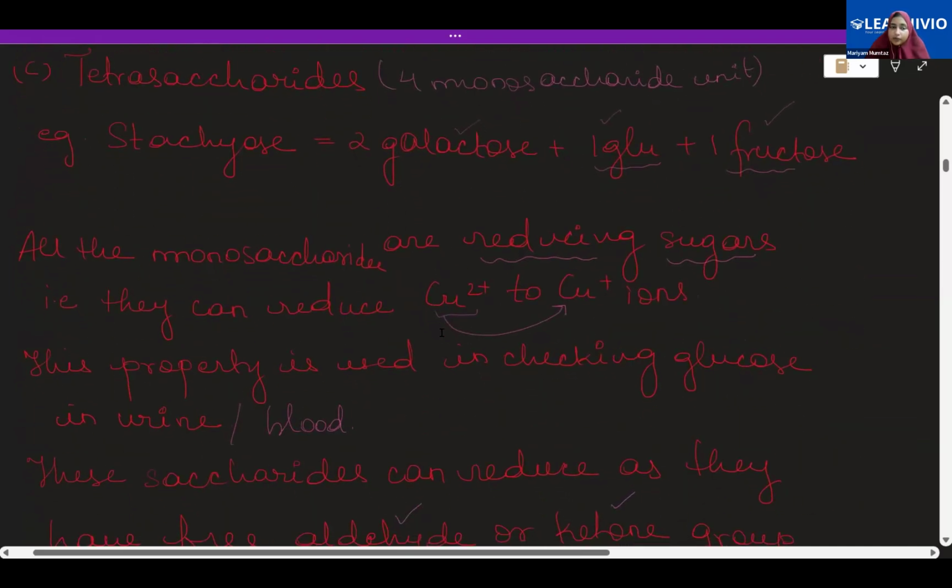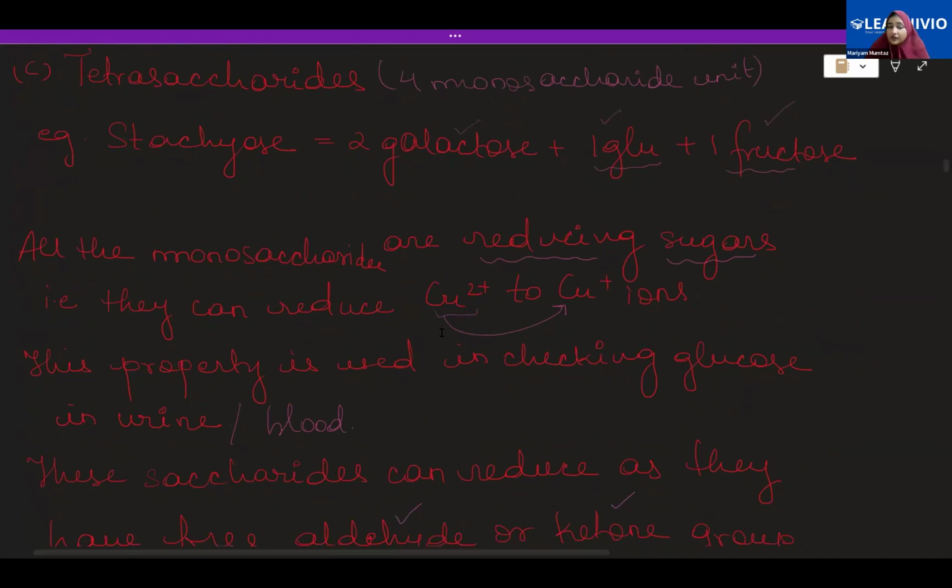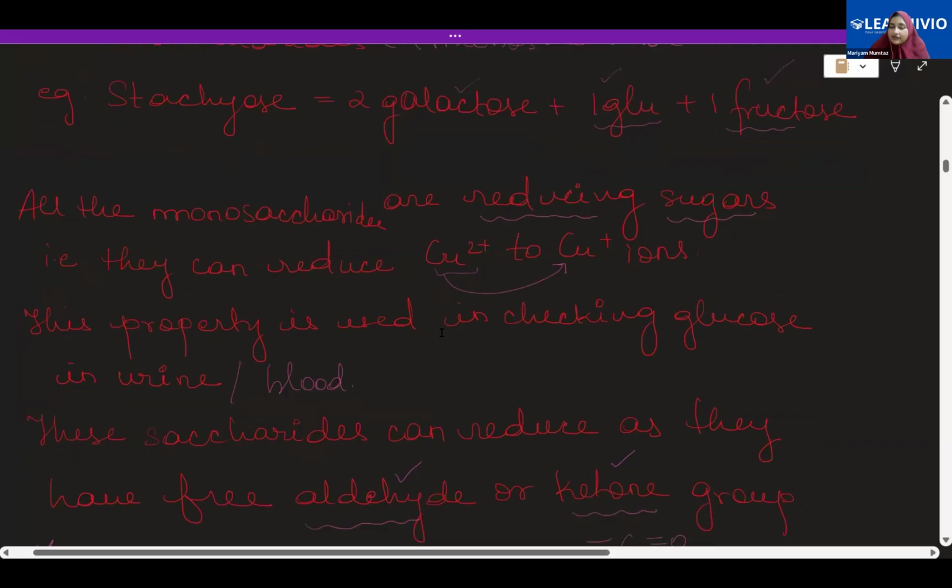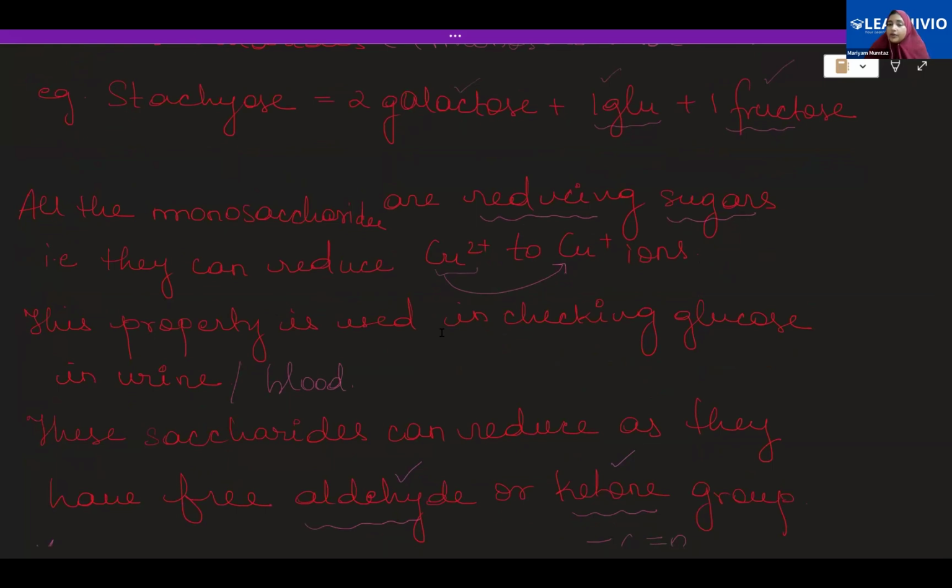Now, mostly all the monosaccharides are reducing sugars. Their nature is reducing in nature. What is reducing nature? Meaning they can reduce the copper di-positive ion to copper monopositive ion, from Cu2 plus to Cu plus ion. Okay, this is their reducing property.